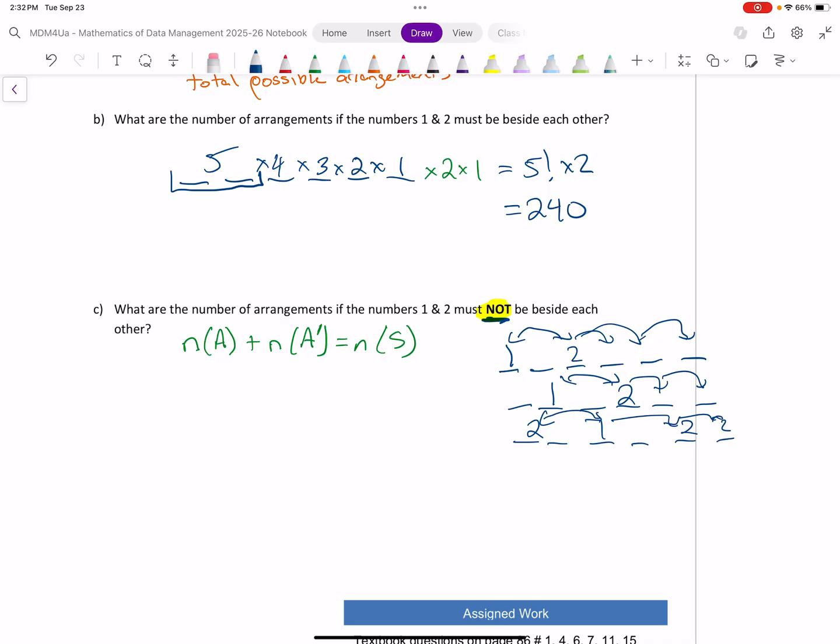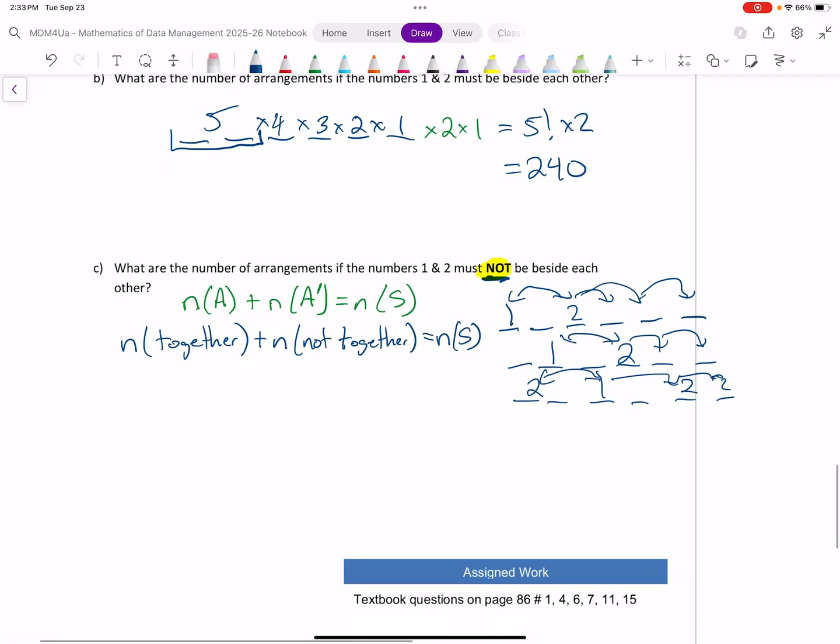So if I describe A, let's say A is the number of ways where they must be together. So I'll just say together. Then the opposite of that, or the complement, is the number where they're not together. And if you think about it, that actually takes up all of the possible outcomes. Those are the opposite to each other. And if you're not in set A, then you must be in the opposite of set A, A prime. And all of that equals the total number of all of the possibilities.